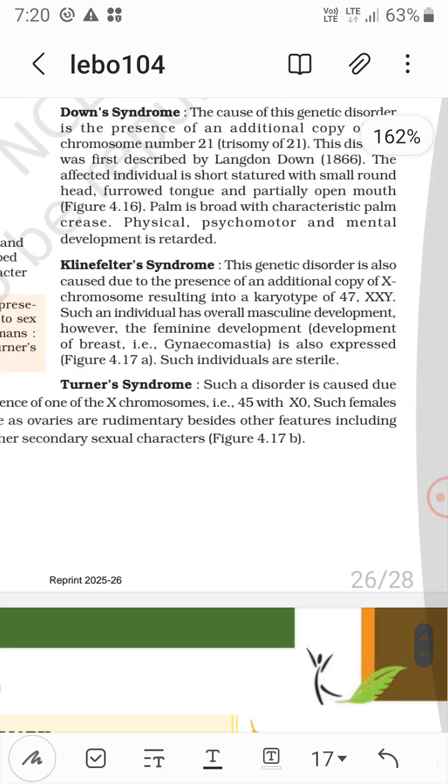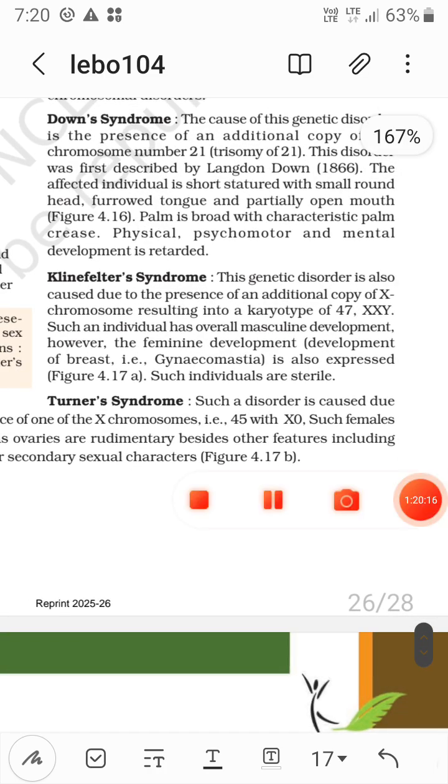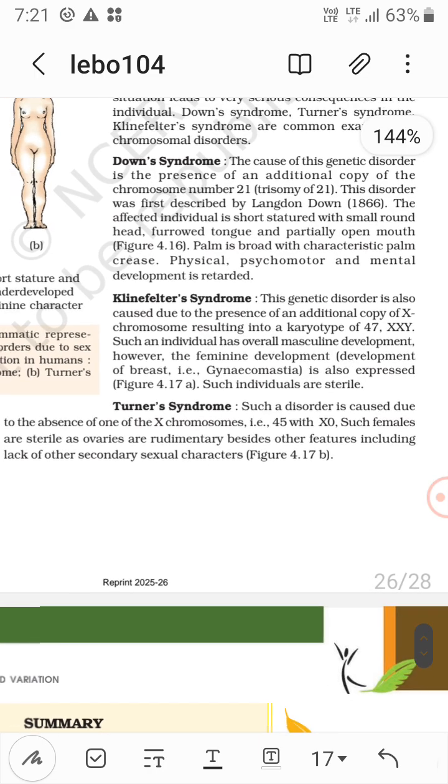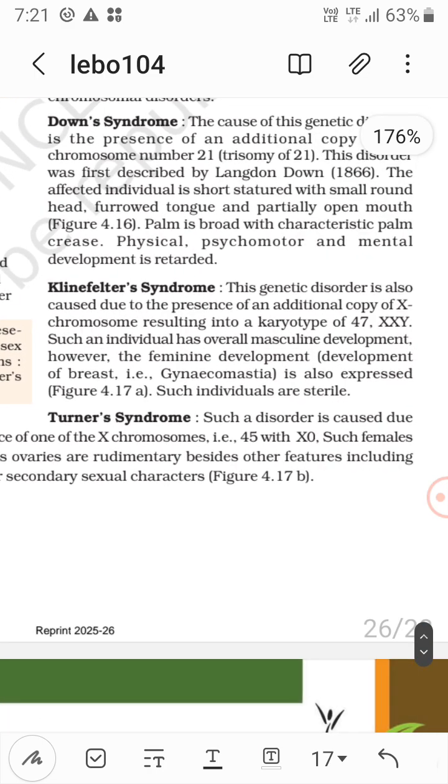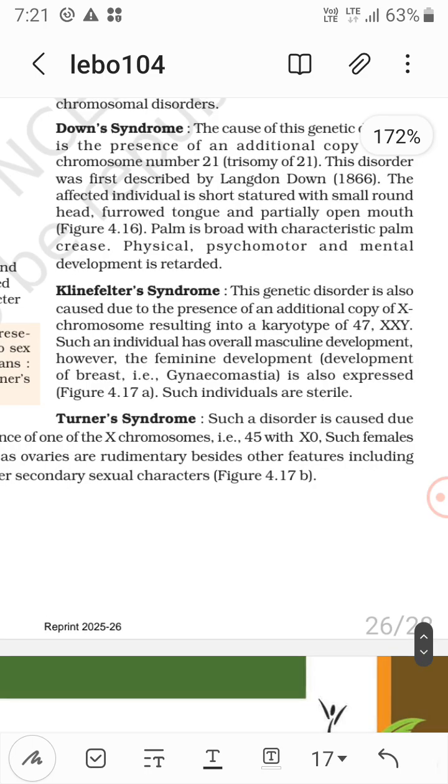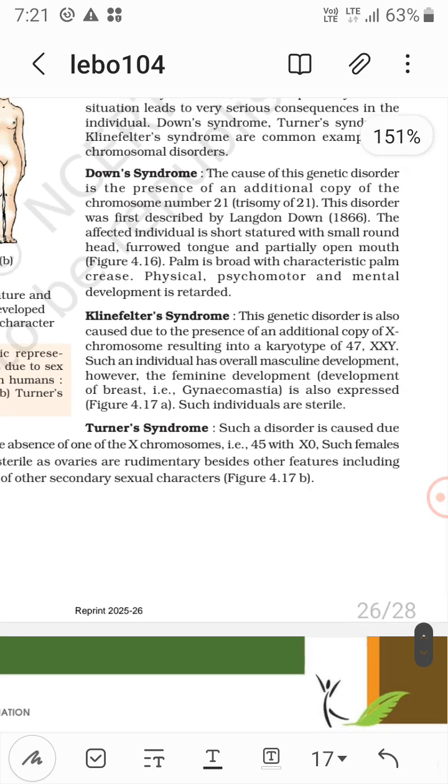Then Klinefelter syndrome. This genetic disorder is caused due to the presence of an extra copy of the X chromosome, resulting in a karyotype of 47, that is XXY. Such an individual has overall masculine development. However, feminine development, that is development of breast, gynecomastia, is also expressed. Such individuals are sterile.